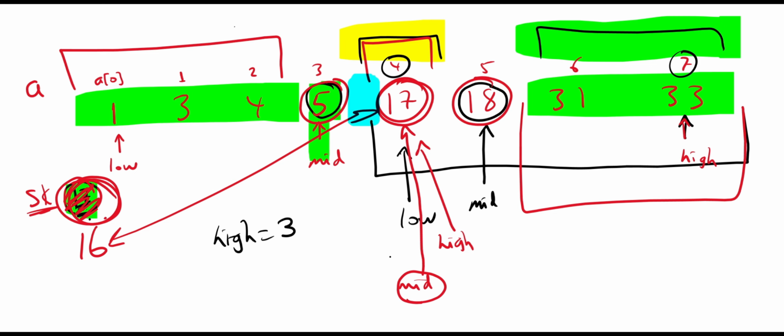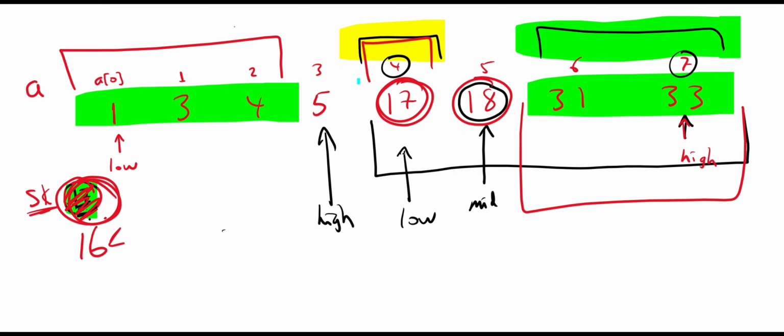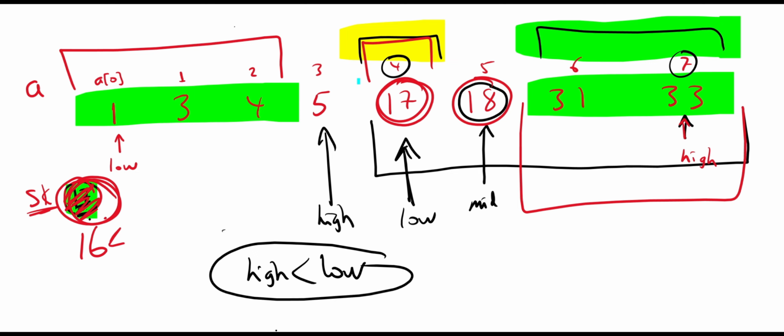Okay. And so what happens? Let me clear this part. Okay. High will be here. Okay. And low is still on the same position. And here it is very important. When you look at this, we don't need to calculate mid. When we look at this point, we see that high is less than low. This condition happened. Okay? This condition happened.